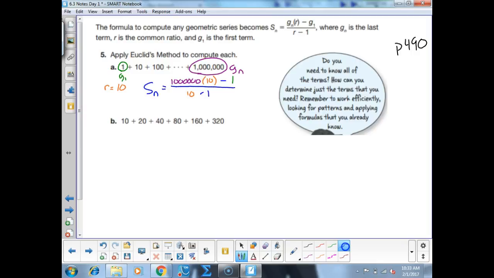So 1,000,000 times 10 is 10,000,000. 10,000,000 minus 1 is 9,999,999. 10 minus 1 is 9. So the sum of the first n terms here is 1,111,111.